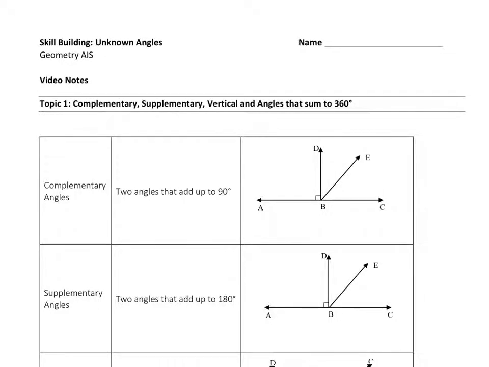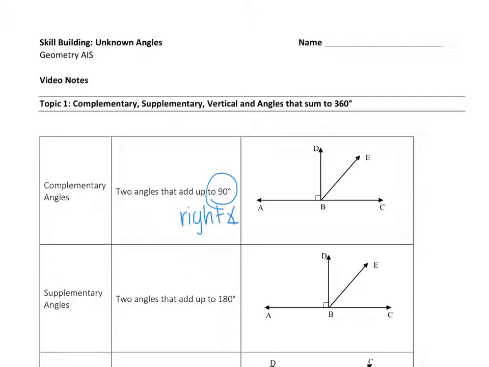In this video, we will be talking about unknown angles, topic 1: complementary angles, supplementary angles, vertical angles, and angles that sum to 360. The first type that we're going to talk about today are complementary angles. Those are two angles that add up to 90, meaning that they make a right angle.